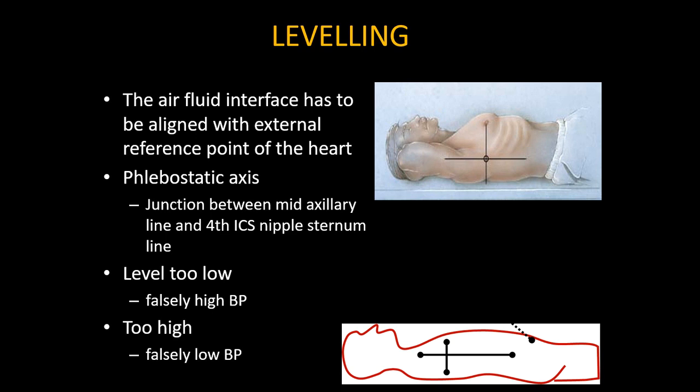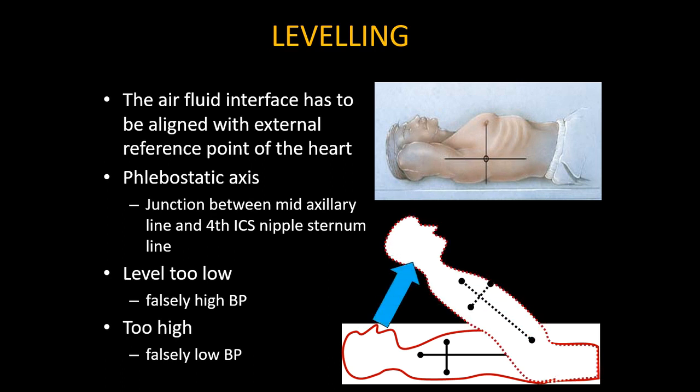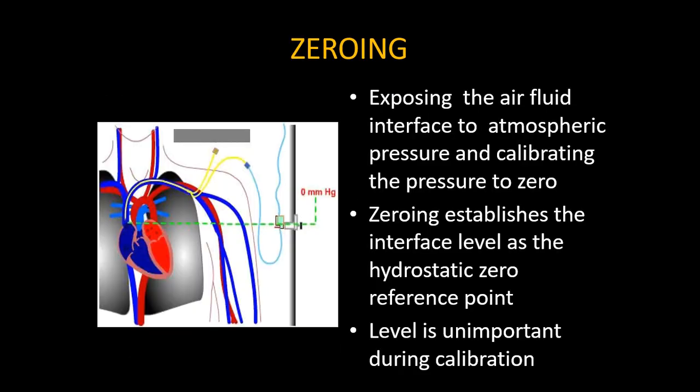It is the junction between the mid-axillary line and the fourth intercostal space nipple line. If the level is too low, it will give you falsely high BP. If the level is too high, it will give you falsely low BP. If your patient is in a semi-recumbent position, you can see the reference point is also going up. So take the phlebostatic axis as a reference point in any position.